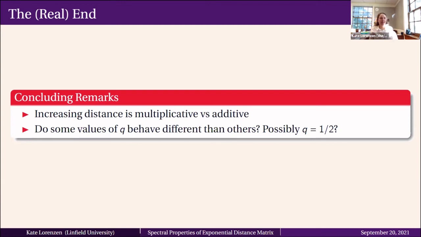Another question that I have is: are there other values of q, within the modulus of 1, that behave differently than others? We saw that there's q equals 1/2. What are some reasons behind that? And are there others out there? How could we go about finding them? Just some interesting questions I have.